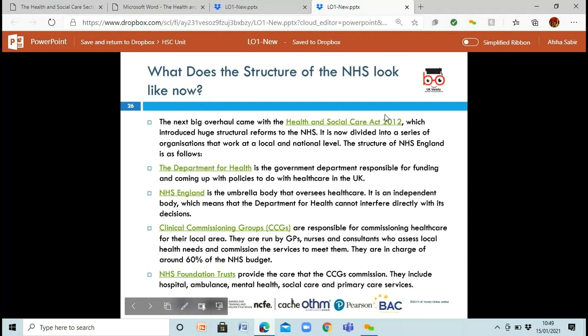And then we've got a little bit more about the Health and Social Care Act and how it made a structural reform of the NHS. Then we talk about the Department of Health and how it's responsible for funding and also the policies within healthcare. And then we go on to NHS England and then regulatory bodies like the commissioning groups and exactly what they do, like we mentioned earlier, that they regulate to make sure that services are being provided in the way they should be provided.